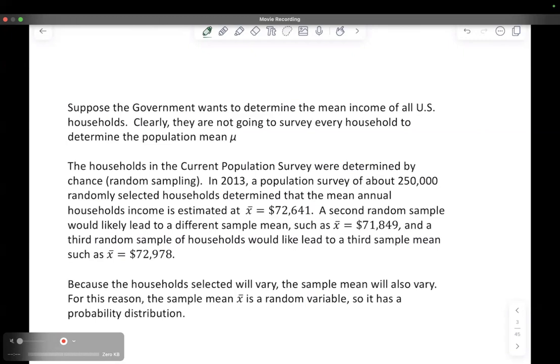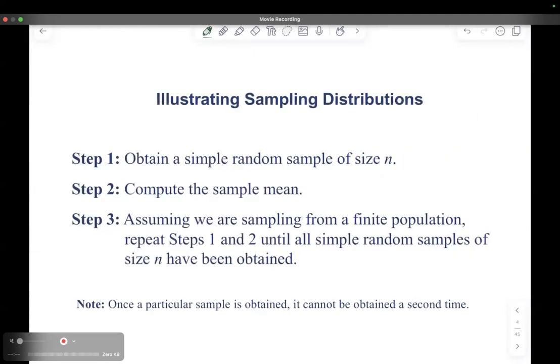So, you don't have to write down this process. This is just kind of explaining what we do with sampling distributions of sample means. So you don't have to write these down. I'm not going to ask you to reiterate these and give them back to me.